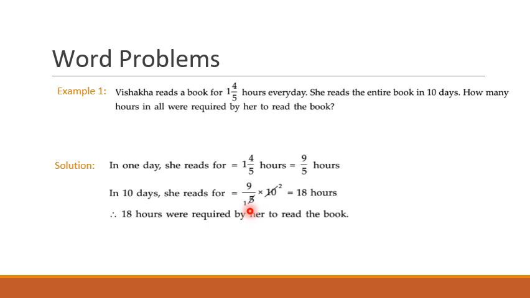So here we perform the cancellation. 5 and 10 can be cancelled. So 5 ones are 5 and 5 twos are 10. So in this way we perform the cancellation. Now in the numerator we have 9 into 2, that is 18, and in the denominator we have 1 only. So in total she reads the book for 18 hours.